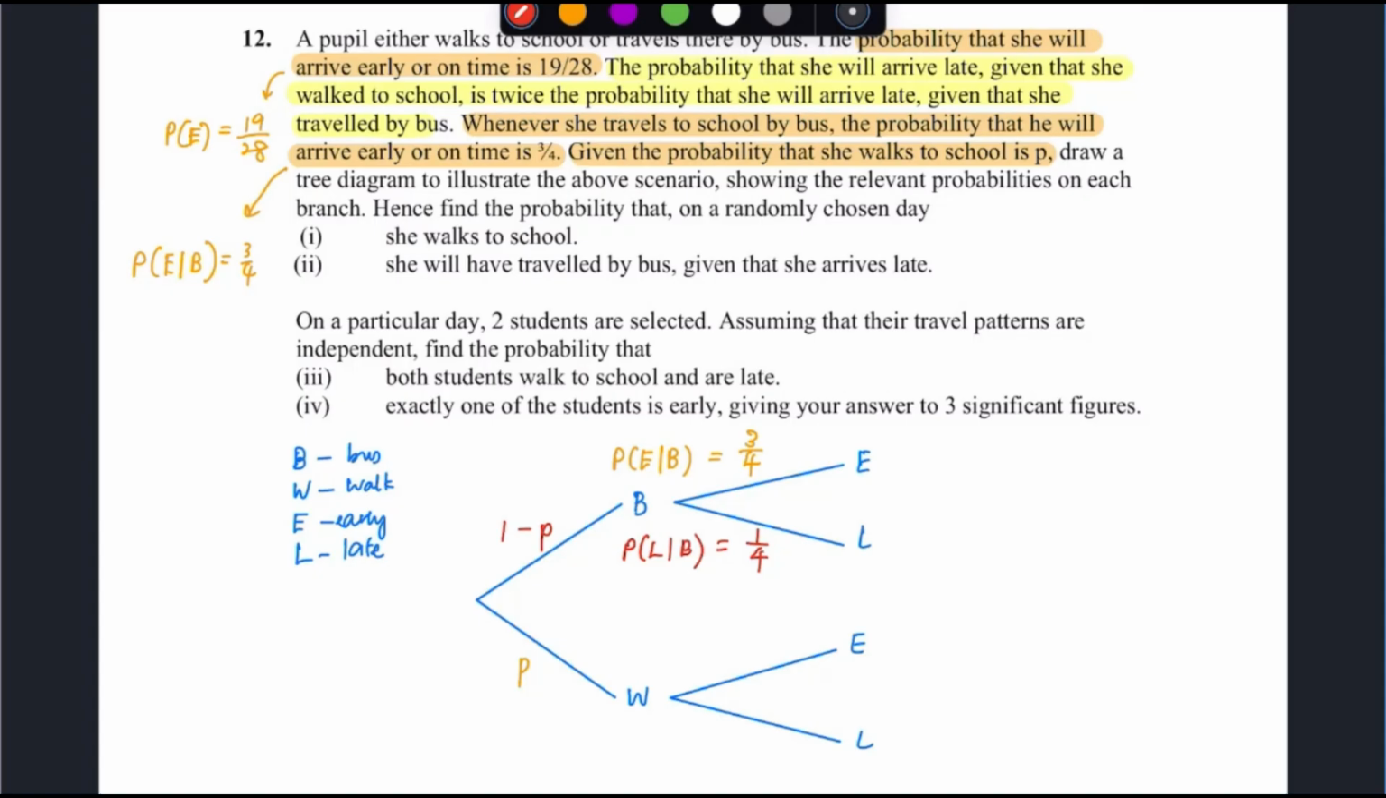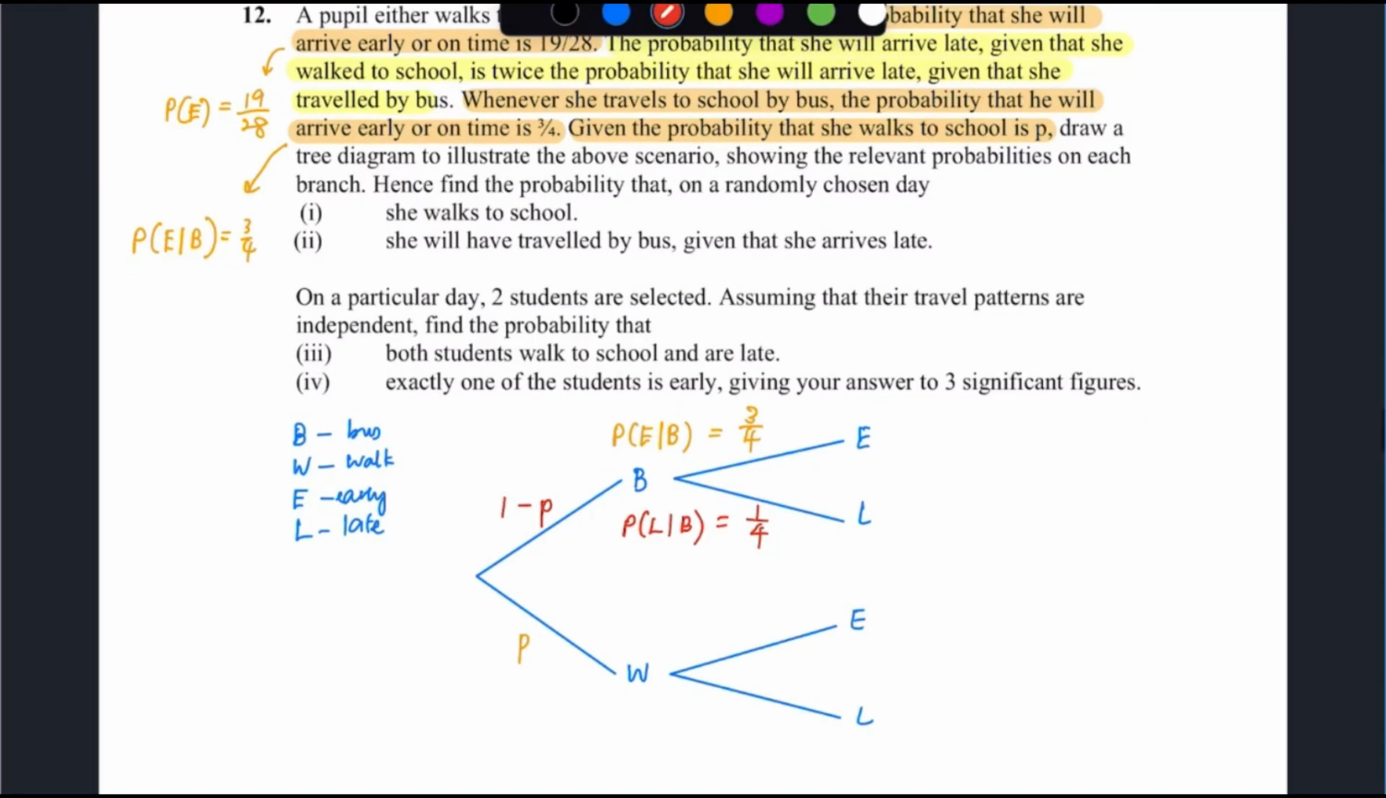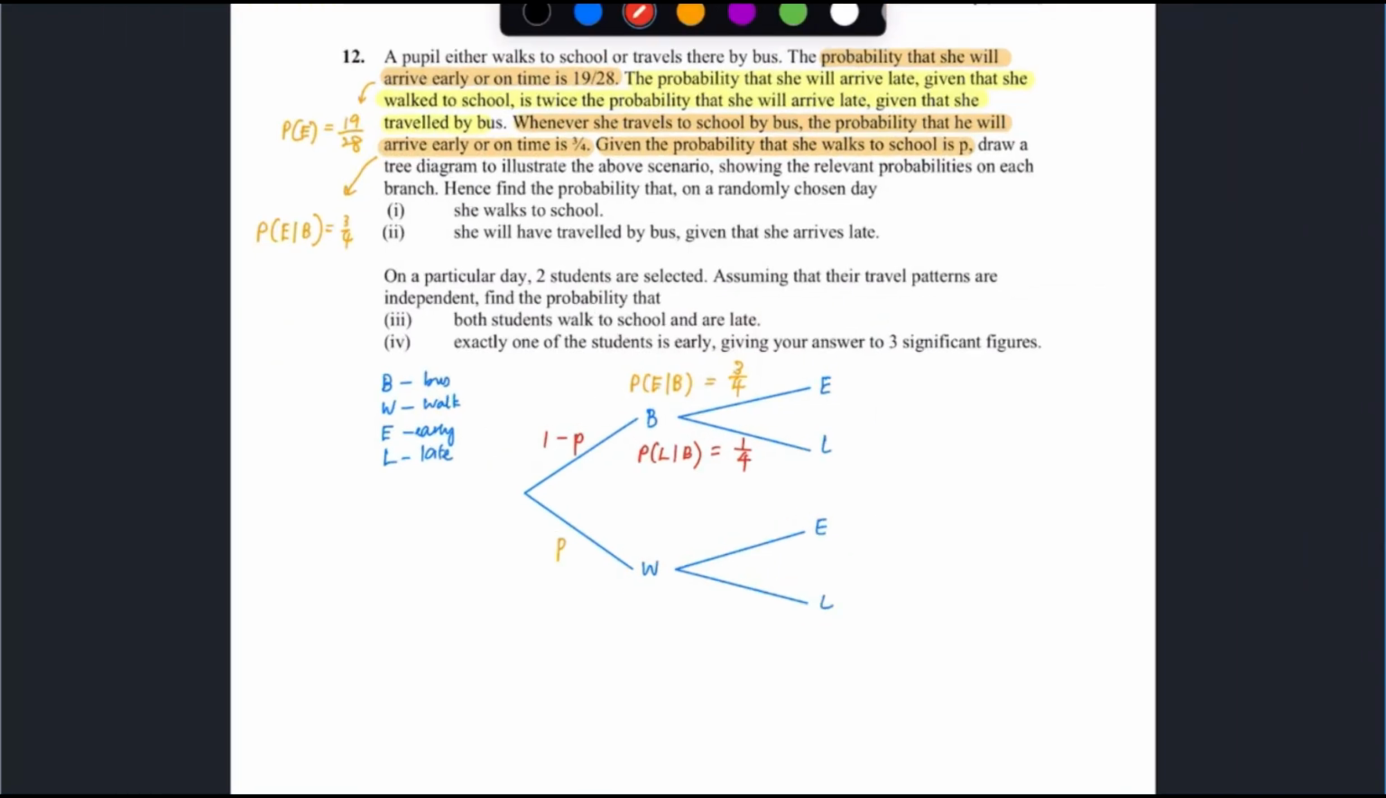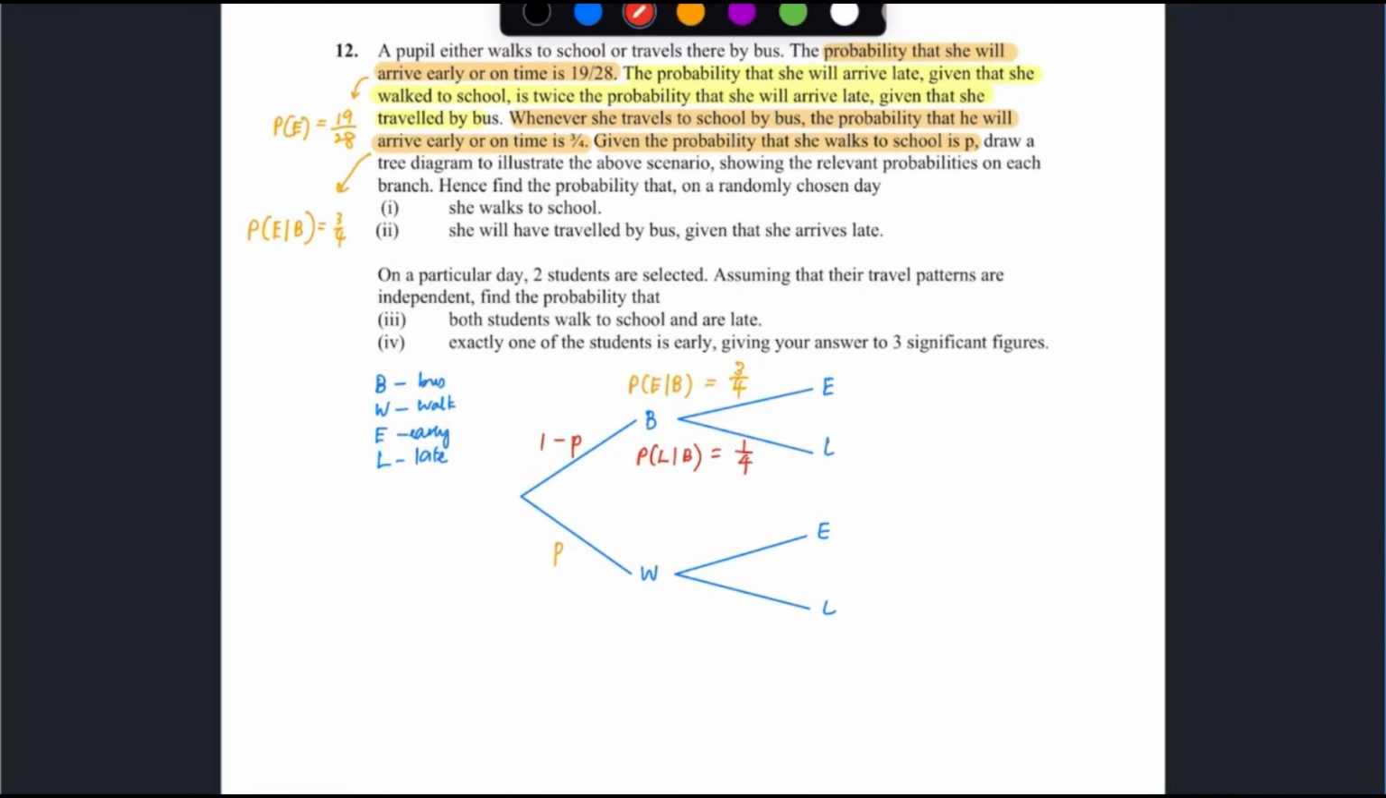So let's try to find the remaining branch over here. The probability of her being early in total is 19 over 28. Here, this is 3 over 4. So what is this probability over here? I need to do some working. Let's look at this sentence over here.